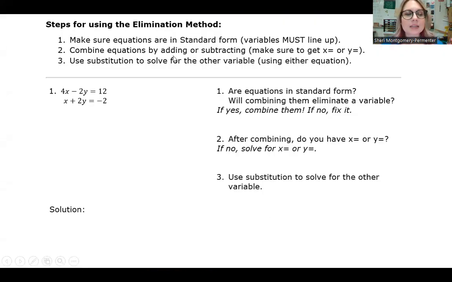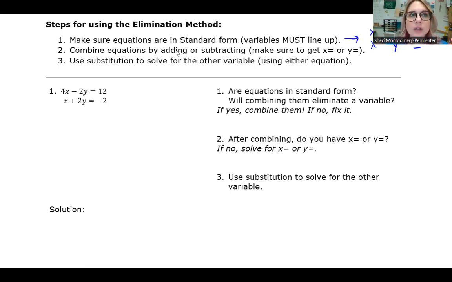Do the math. The steps for using the elimination method. First, we need to make sure that the equations are in standard form. The variables must line up. That means that you must have the X column and then the Y column and then the equals. They have to be lined up like that. So that's what this means. You've got your X column, your Y column, and then the equal stuff.